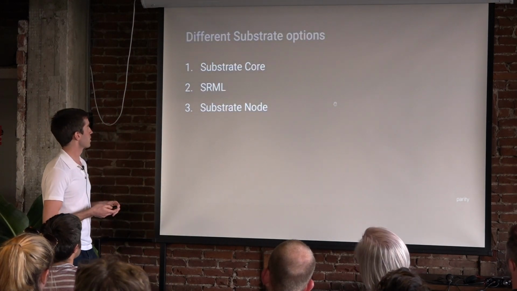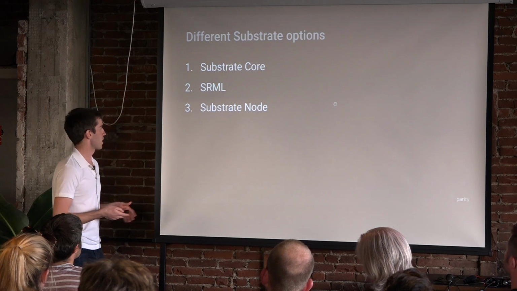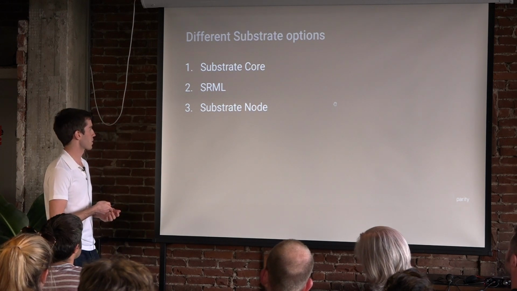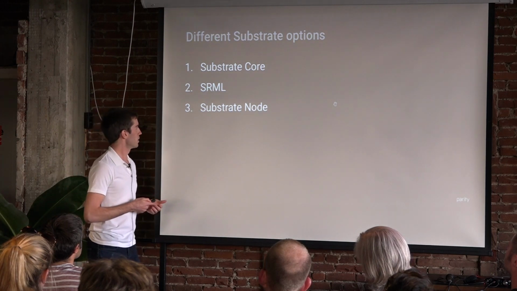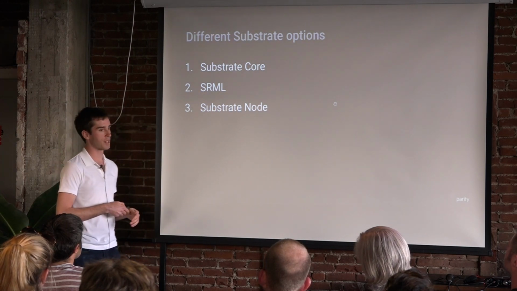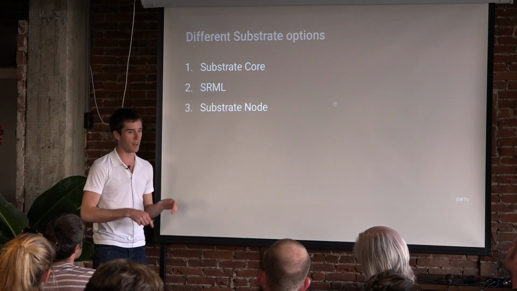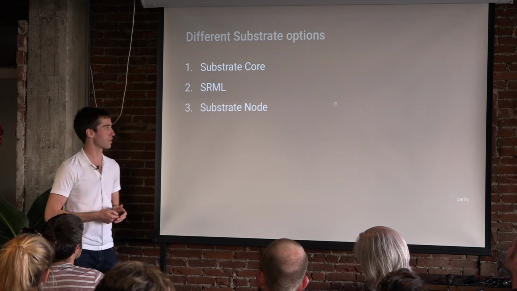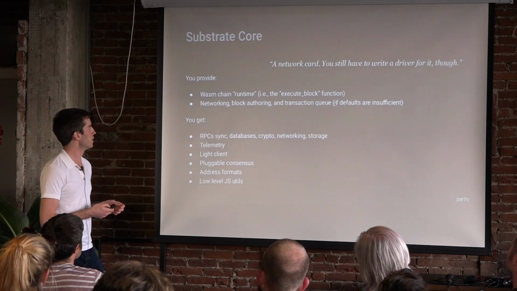So we break Substrate into 3 levels: the core, the runtime module library, and then the node. Not going to talk much about the node because it's just a composition of the SRML, the default out-of-the-box one, so that you can just download it from GitHub and start a blockchain running. But most people are going to be working with the SRML.